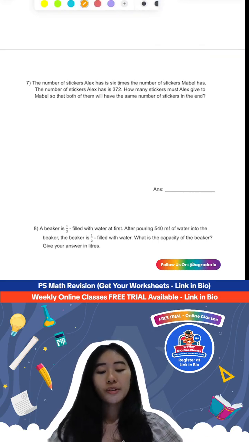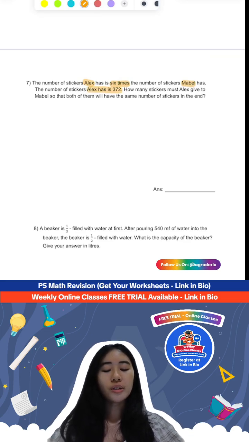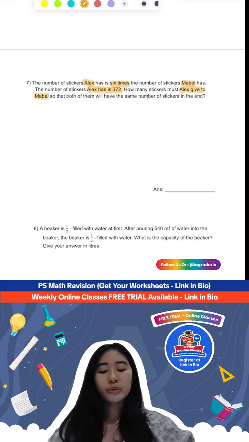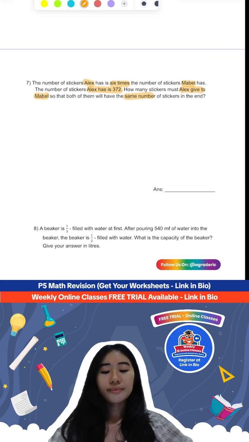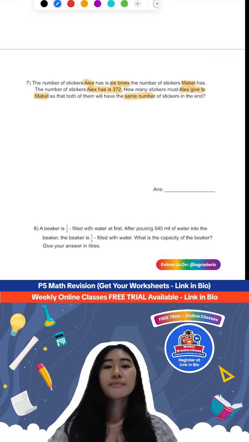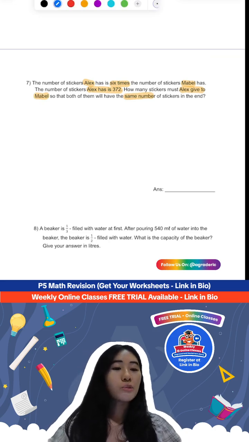So the number of stickers that Alex has is 6 times the number of stickers Mabel has. Alex has 372 stickers. How many stickers must Alex give to Mabel so that both of them will have the same number of stickers in the end? Right, so please try this. Let me know the answer in the chat.